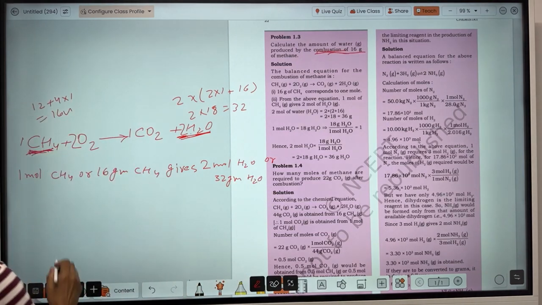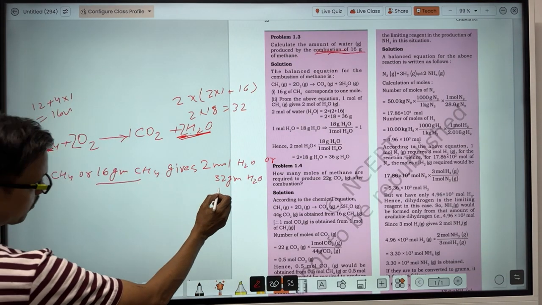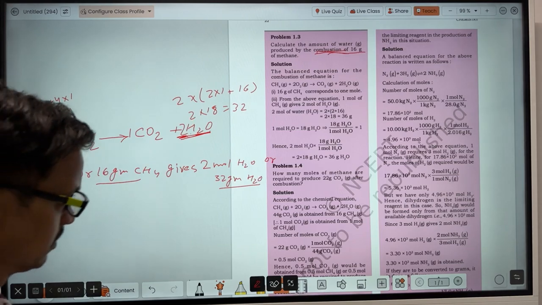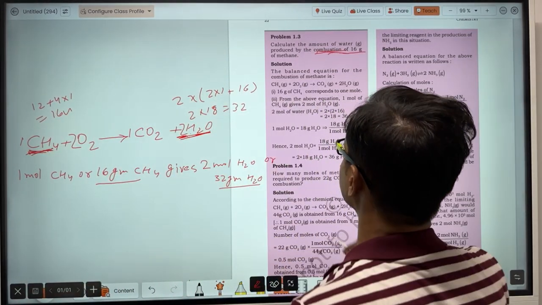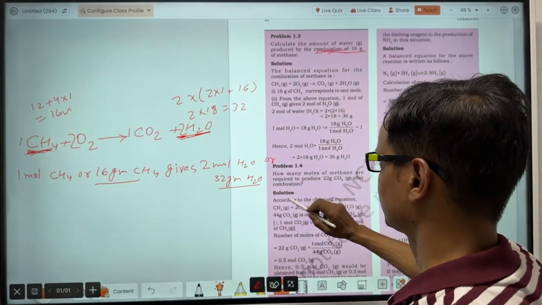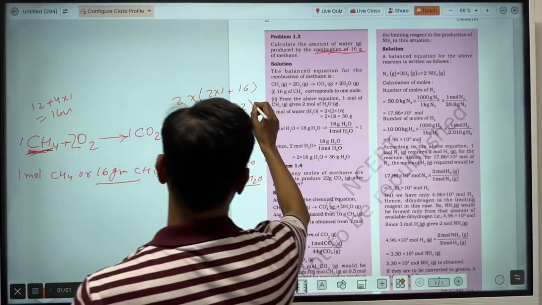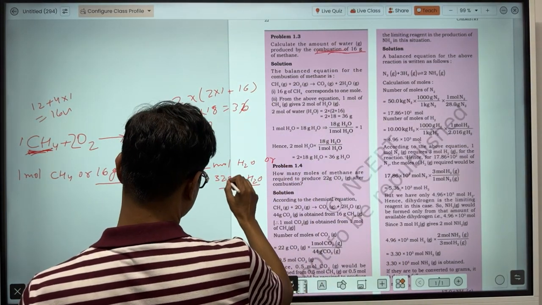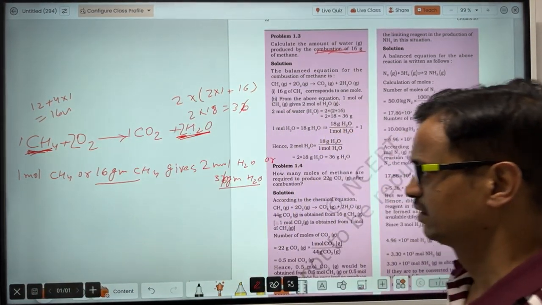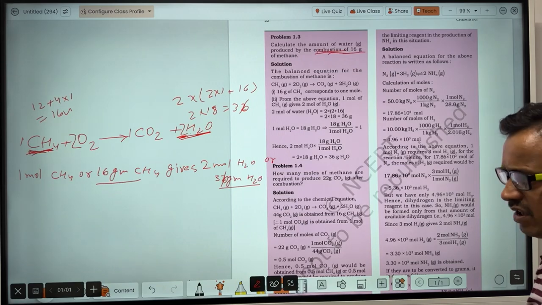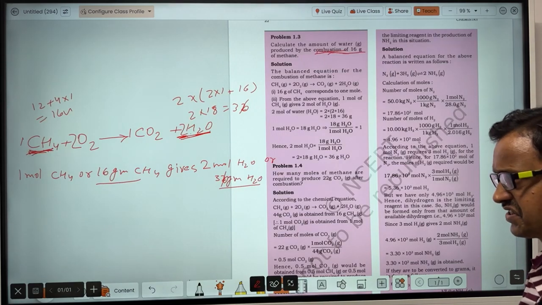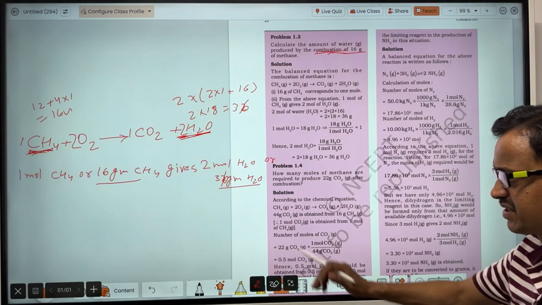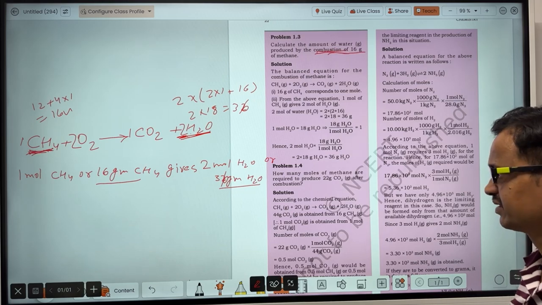The question is asking, 16 gram methane gives how much? So 32 gram water it will give. Oh, sorry, 2 into 18 is 36, not 32. So 36. Okay. So that means 1 mole methane or 16 gram methane gives 36 gram water.